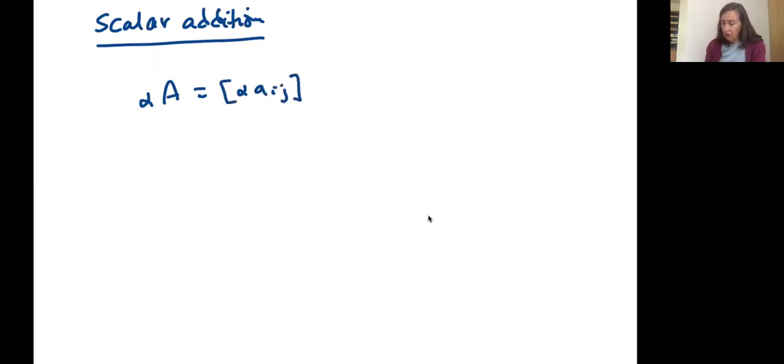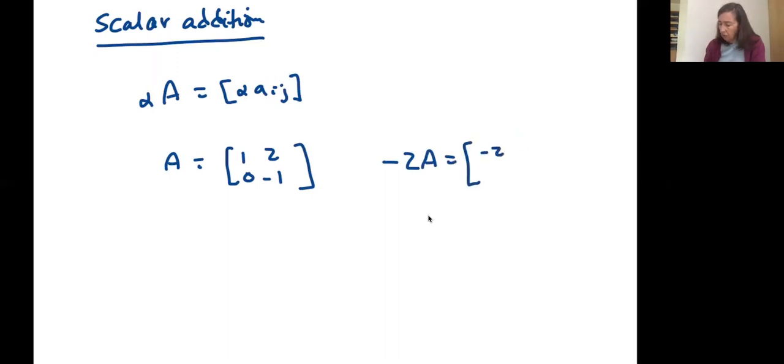Okay, so if we start off with A equals 1, 2, 0, -1, and we want to multiply that by scalar -2, -2A is equal to -2, -4, 0, +2. So I just went through and multiplied every element of that matrix by the scalar. Really nothing remotely complicated here.